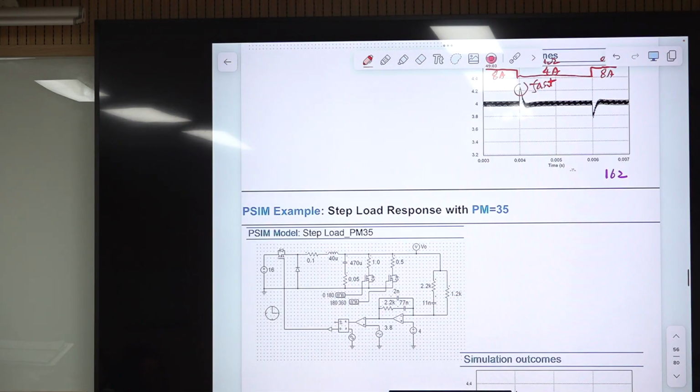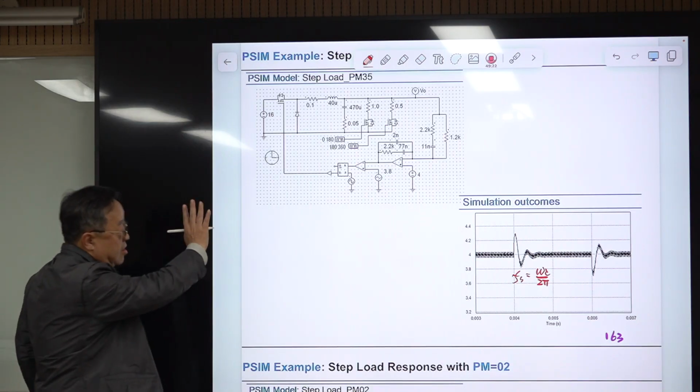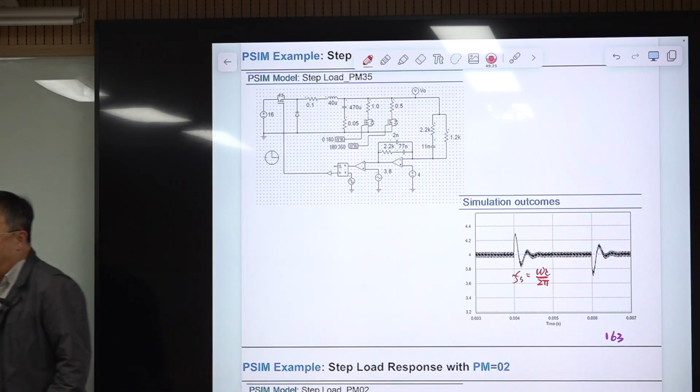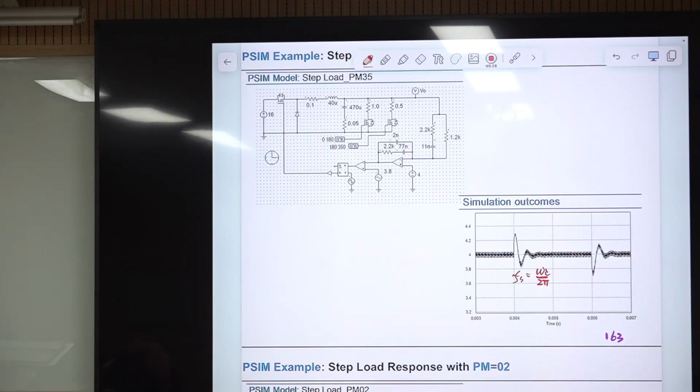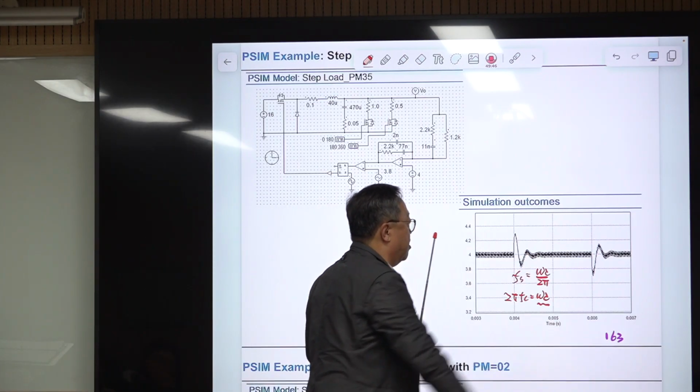And I decrease the phase margin, then this becomes oscillatory, and the oscillation frequency is Fs = omega c divided by 2 pi. Omega c is the loop gain crossover frequency here. So not shown here, we went through that. 2 pi fc is omega c, the loop gain crossover frequency, and the peaking occurs. This peaking occurs at this frequency.